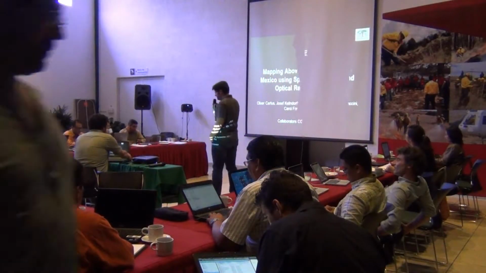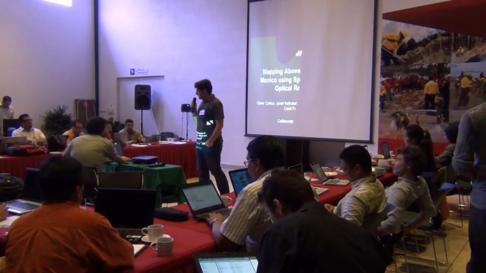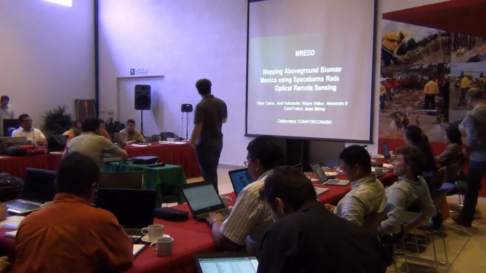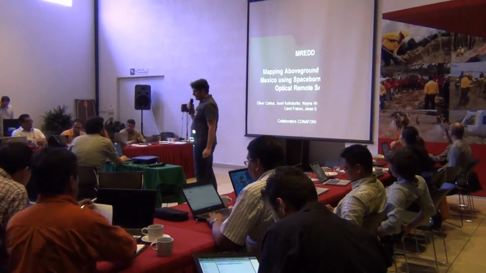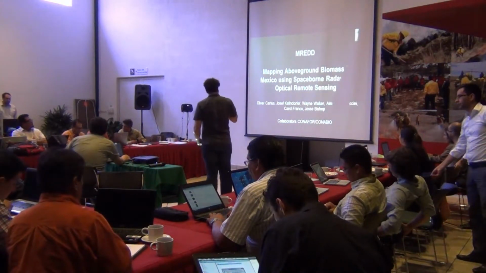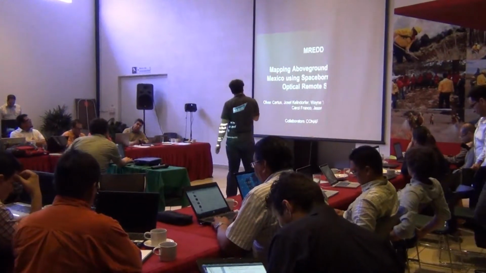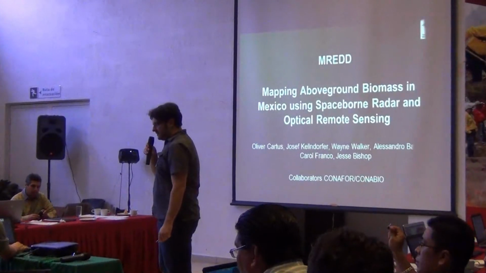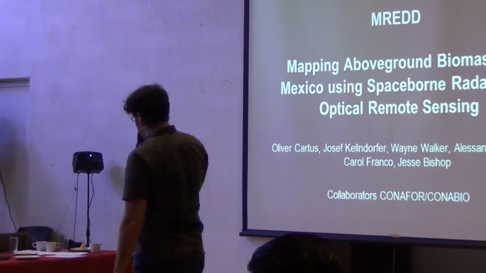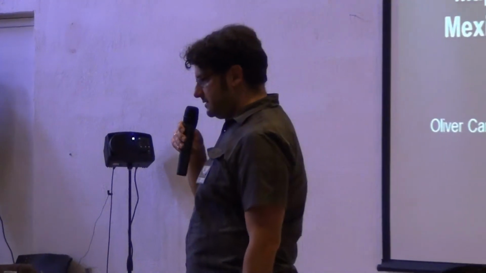So, good afternoon. My name again is Oliver Cartus. I work in Woods Hole at the Woods Hole Research Center, and I'm part of the Mexico REDD Alliance. Together with CONAFOR and also CONABIO, we've produced in the last years the first high-resolution biomass map for Mexico, derived with the help of the National Forest Inventory System that we've talked about today, and spaceborne radar and optical remote sensing data.